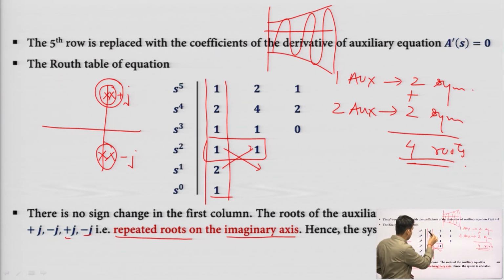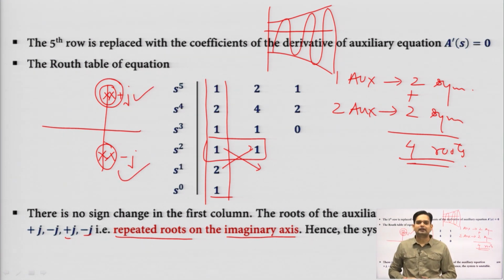You can see your whole first column is positive, but you are getting repeated roots on the imaginary axis. So, it is unstable. In short, whenever you get a complete 0 row 2 times, you can directly write that your system would be unstable. You have to check the location of the auxiliary roots. If they are on the imaginary axis and repeating, this gives us the condition of instability.